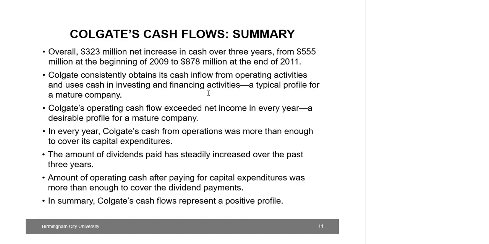In every year, Colgate has generated enough operating cash flows to cover its capital expenditure. Dividends paid have steadily increased over the last 3 years, and this has been due to the operating cash available that is sufficient enough to not only cover capital expenditure but to pay the dividends that are increasing over this period. Overall, Colgate's cash flow presents a very positive profile of the company as a mature company.